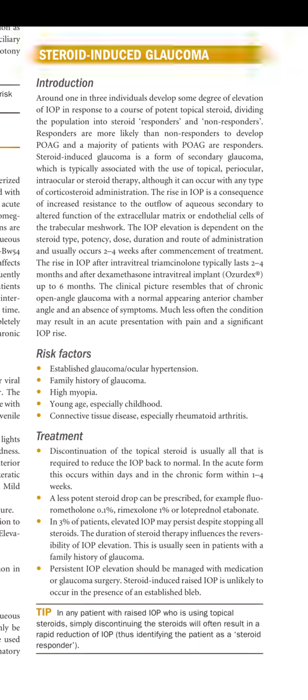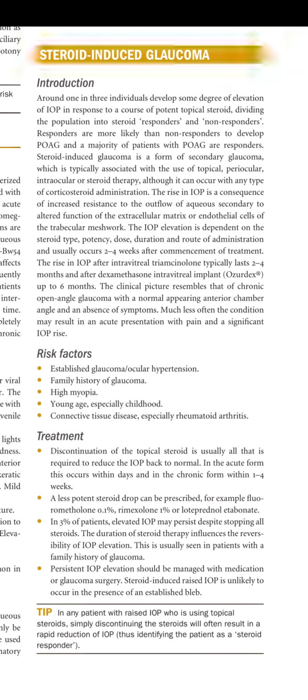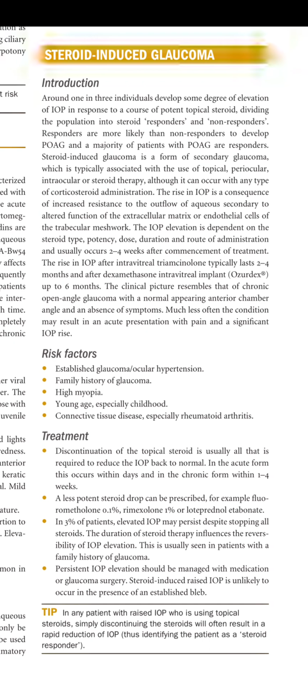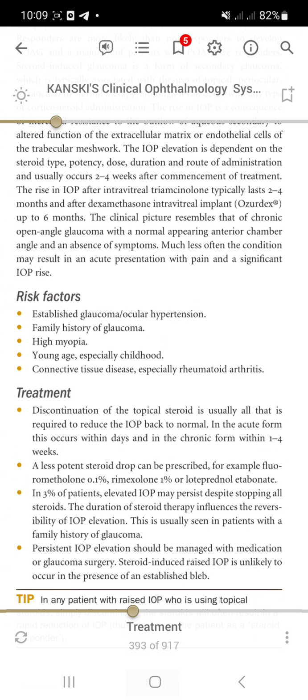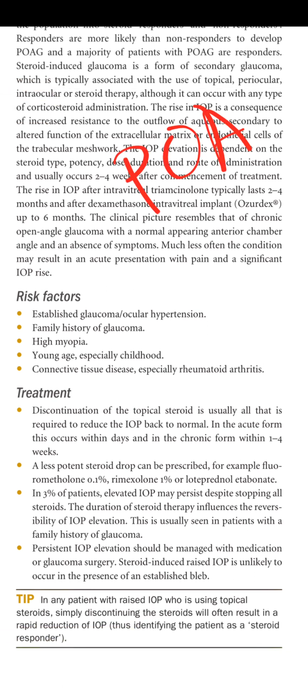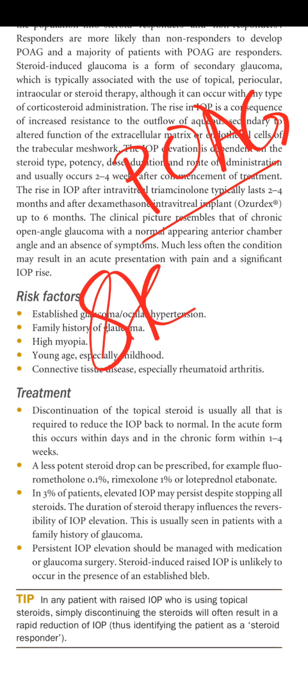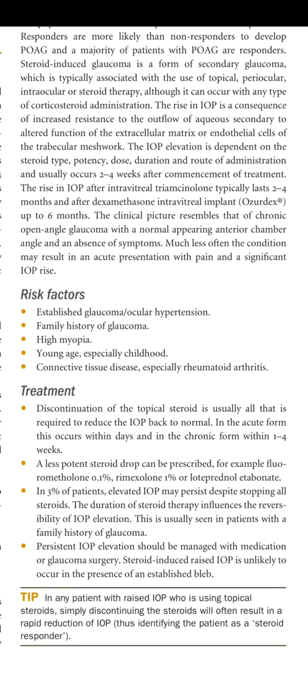The clinical picture resembles that of a chronic open-angle glaucoma, with a normal appearing anterior chamber angle and absence of symptoms. Much less often, the condition may result in acute presentation with pain and a significant IOP rise. So the patient presents like POAG, but whenever you take a history of the patient, he has some use of a steroid, so you then diagnose it as steroid induced glaucoma. Risk factors: established glaucoma or ocular hypertension, family history of glaucoma, high myopia, young age, especially childhood, connective tissue disease, especially rheumatoid arthritis. Very important, rheumatoid arthritis is a risk factor for developing glaucoma.